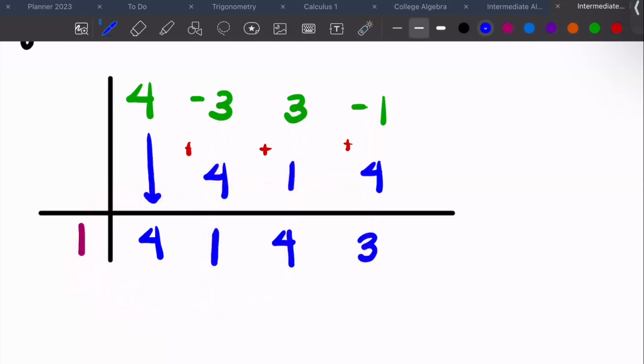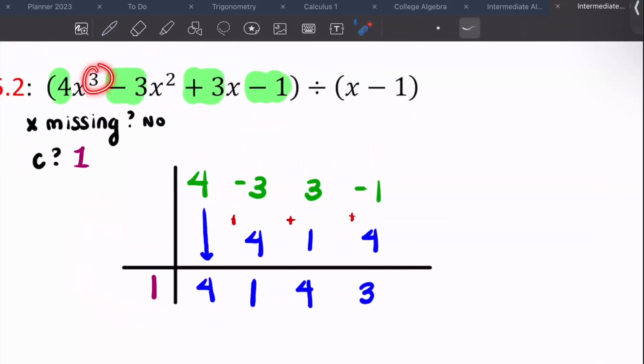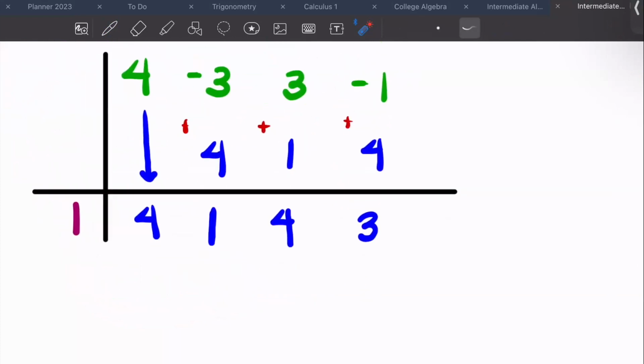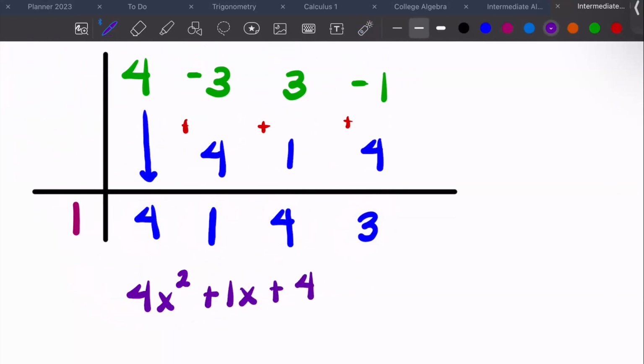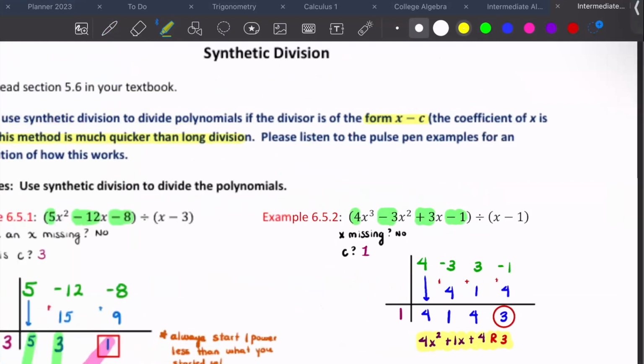Now, remember, we start 1 power less than what we're given. In our problem, we were given 4x cubed, so we need to start with x squared. Remember, these are your coefficients: 4x squared plus 1x plus 4. This last number is always your remainder, no matter what. Remainder 3. And you're done. Let's keep going.